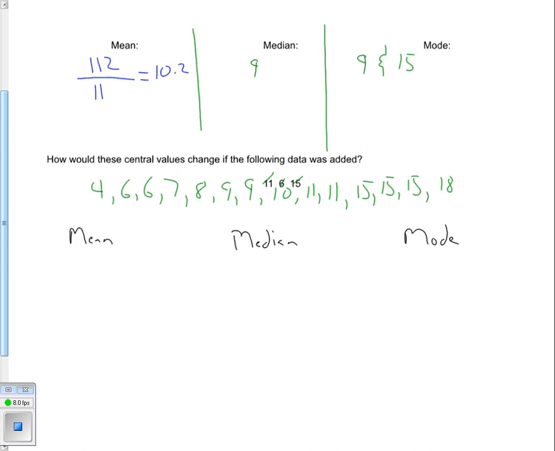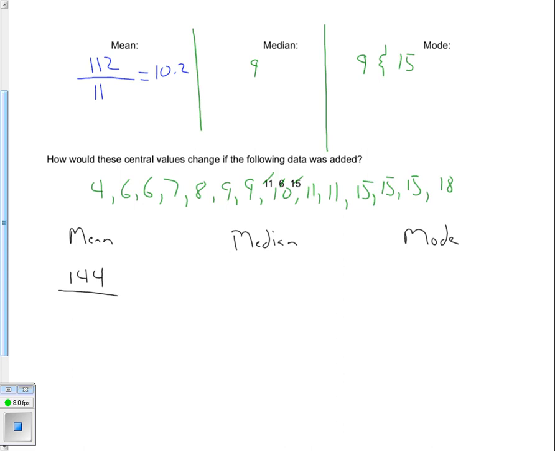Okay, so my mean, again, what I need to do is I need to add up all of the numbers to see what they total. So I got 4 plus 6 plus 6 plus 7 plus 8 plus 9 plus 9 plus 10 plus 11 plus 11 plus 15 plus 15 plus 15 plus 18 for a grand total of 144.